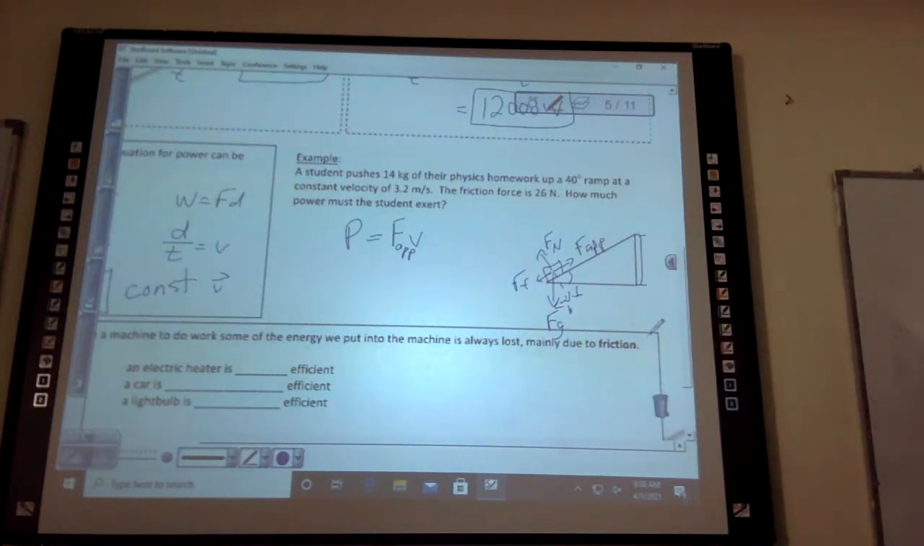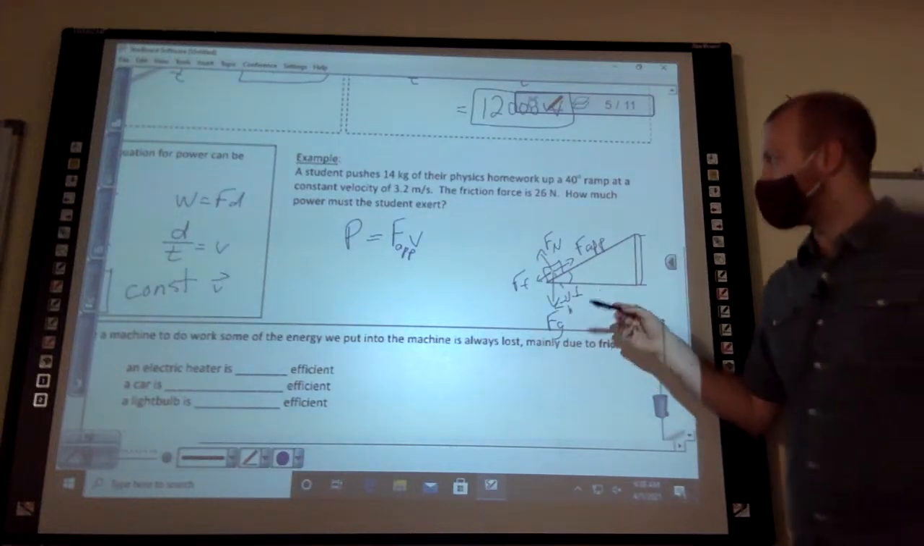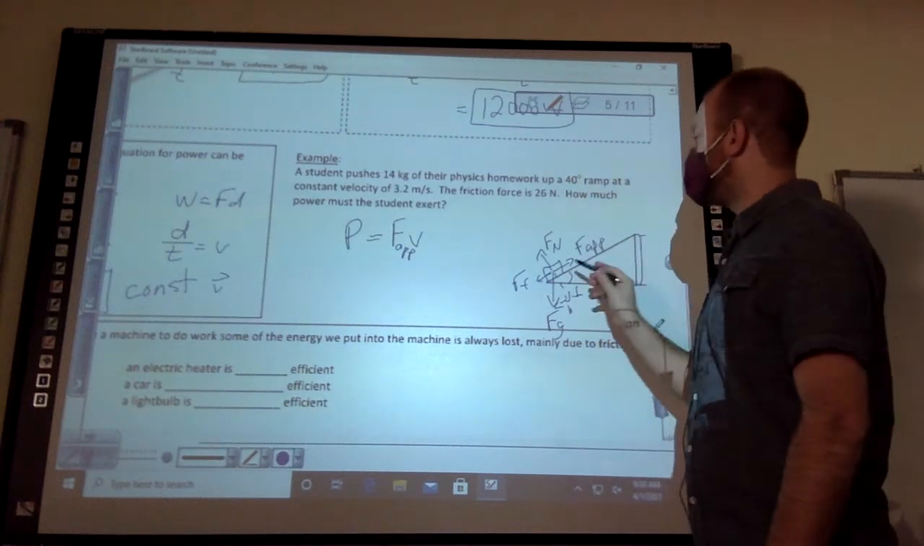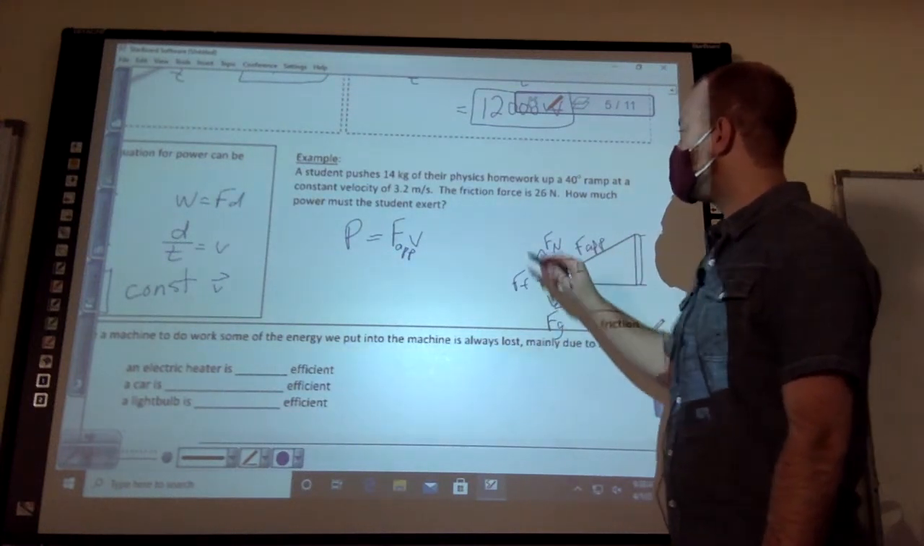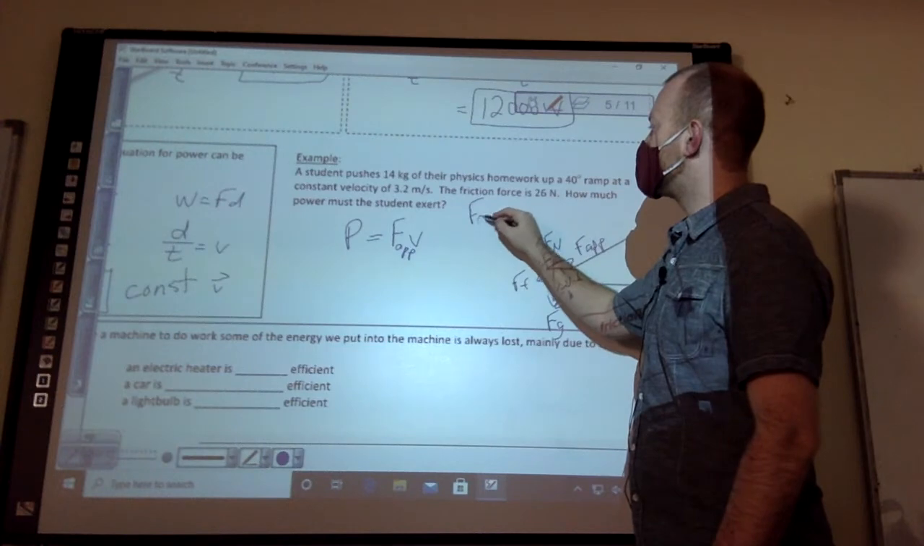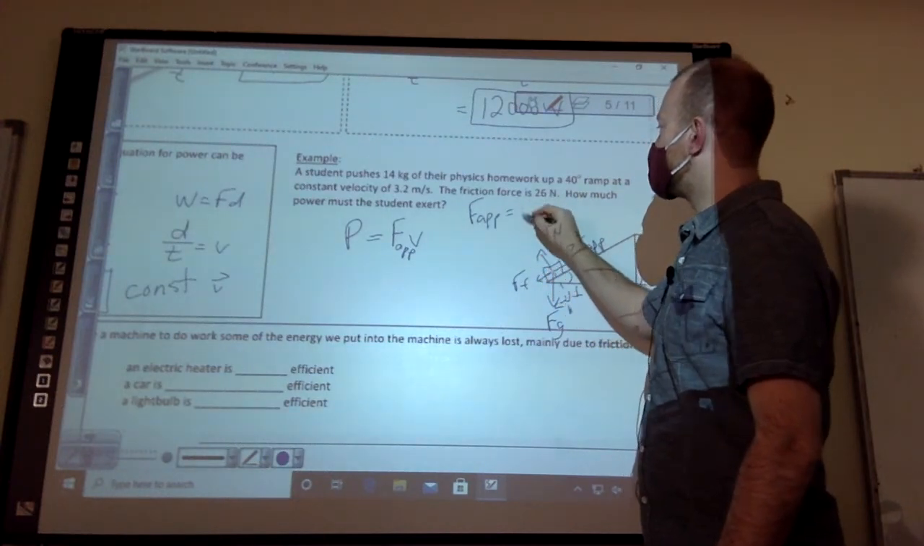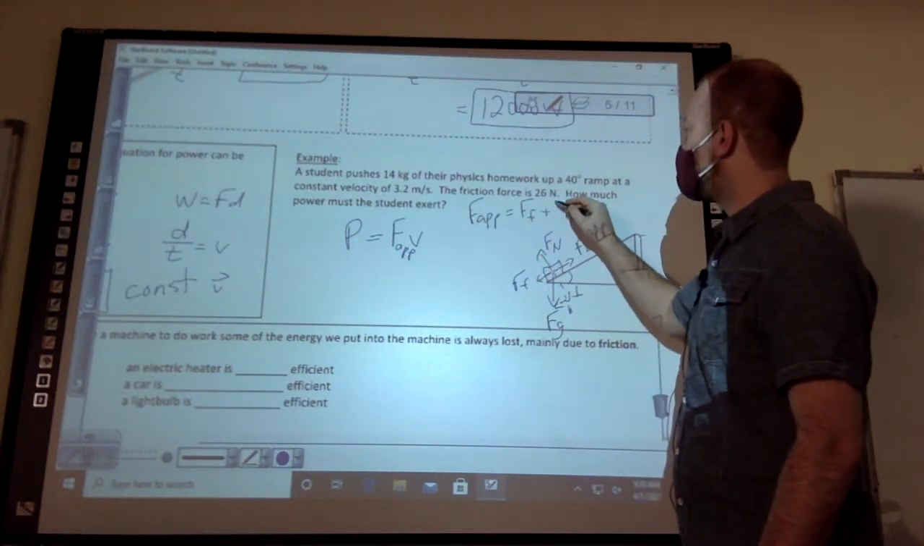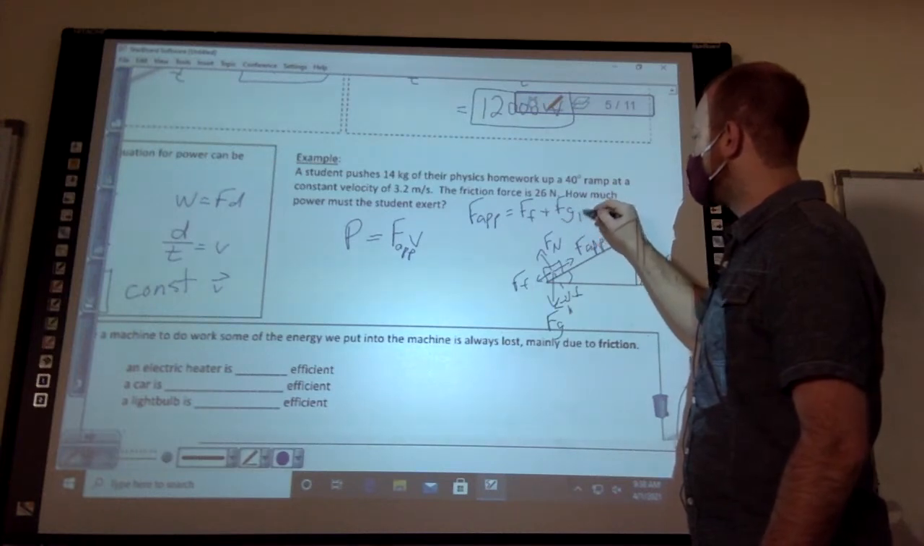Any guesses how I could get that? Find the friction first, and then find the perpendicular force. The parallel, yeah. Yeah, exactly. So since it's constant velocity, the forces up and down the plane must be the same. So force applied is equal to force of friction plus force of gravity parallel.